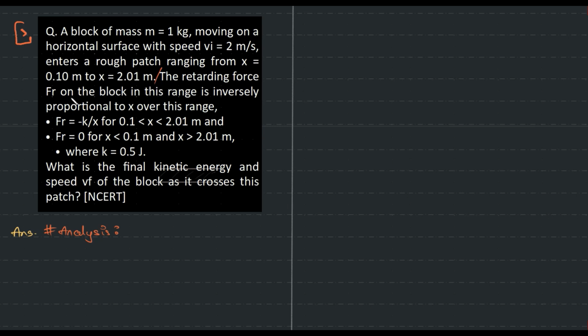The retarding force Fr on the block in this range is inversely proportional to x over this range. Okay, so they're given less than. So before and after, okay, let me put the diagram that will make it clear. I'll do it here.